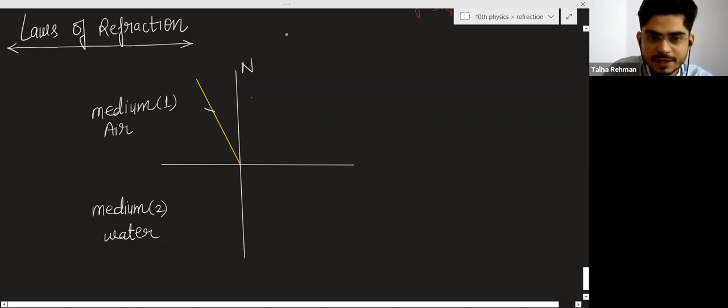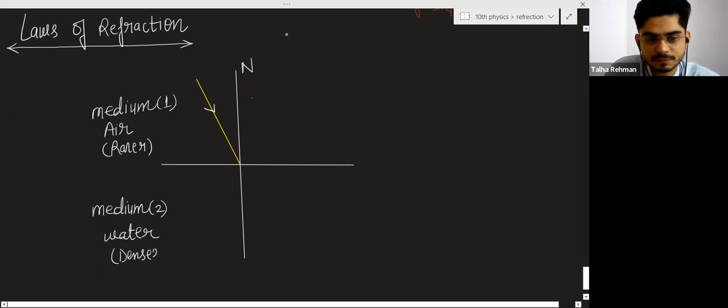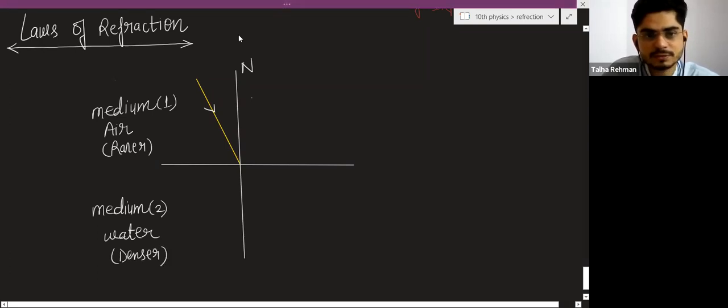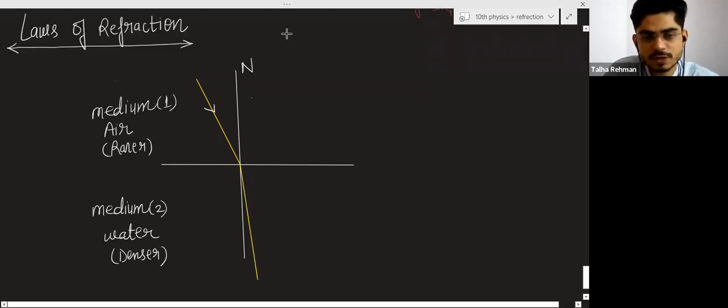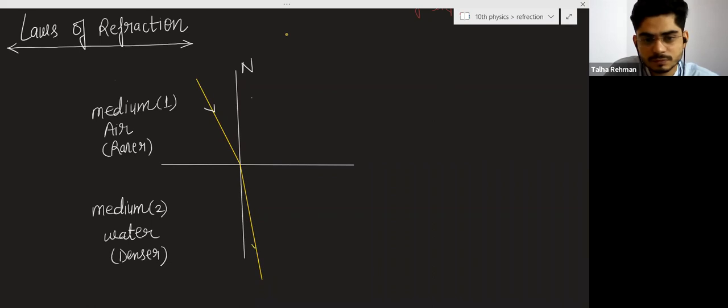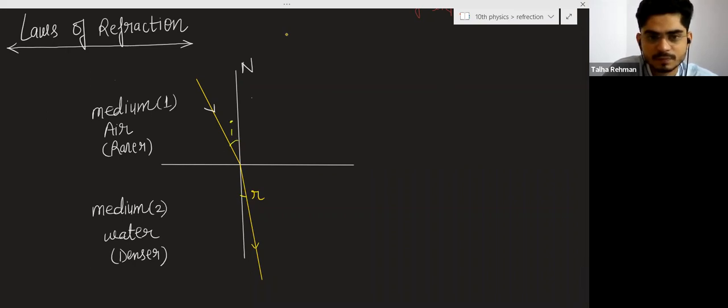So this light ray is traveling like this, and it strikes at this point. This is air, a rarer medium as compared to water. Water is a denser medium. So we know what will happen: this light ray will bend towards the normal. Here this is angle R, this is angle I. See here, angle I is greater than angle R.